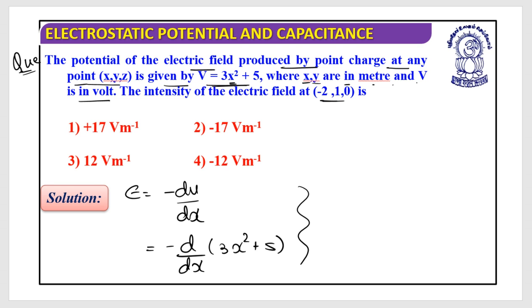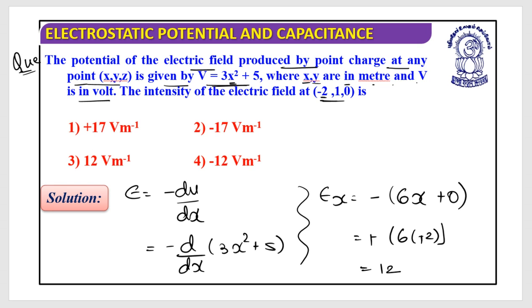Then E of x should be equal to, let's take a minus on the outer side, and d by dx of 3x square is 6x plus 0. So I need to replace this by minus 2. It's minus 6 into minus 2. The 0 has gone. It's minus minus plus 12.